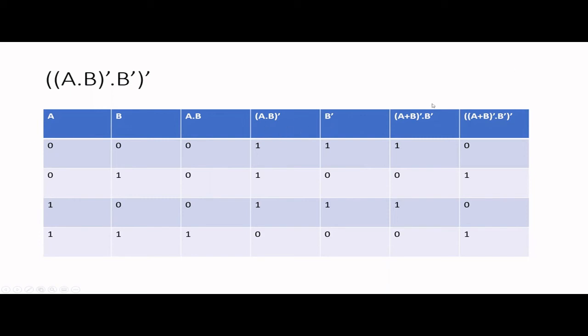There's a dot here, right? So that means AND operation. AND operation means both the inputs should become 1, then only the output is 1. So in these two scenarios, it's 1. Then I'm taking the negation of this whole thing. 1 becomes 0, 0 becomes 1, 1 becomes 0, 0 becomes 1. Really, really easy if you do it in this format, but actually it's not time consuming, right?